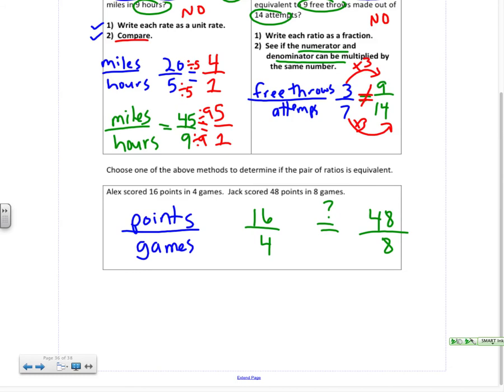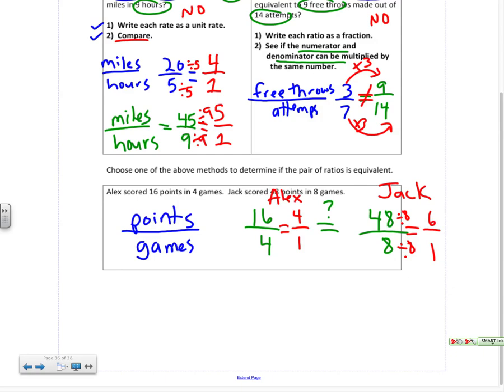Okay, so tell me what to do. First, you would divide 16 by 4 and divide 4 by 4. Okay, so you're going to find a unit rate? Yeah. Okay, so what is the unit rate? That's 4 over 1. Okay, so Alex scores an average of 4 points for every 1 game. And then Mariana, we're going to do the same thing. So how many points would Jack score per game? Jack would score 6 points per game.